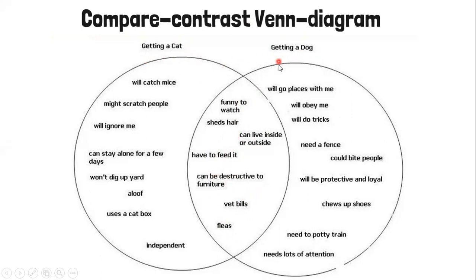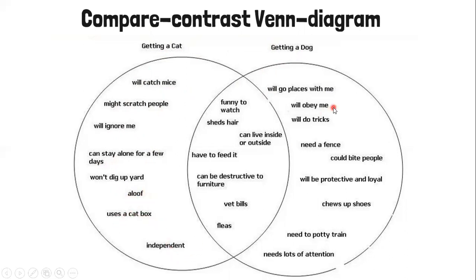Now, what's the difference? I'm trying to choose, for example, would I get a cat for a pet or a dog? So let's look at the differences. The cats can catch mice, okay? Might scratch people, will ignore the person sometimes, can stay alone for a few days, won't dig up the yard, aloof, uses a cat box, and independent.